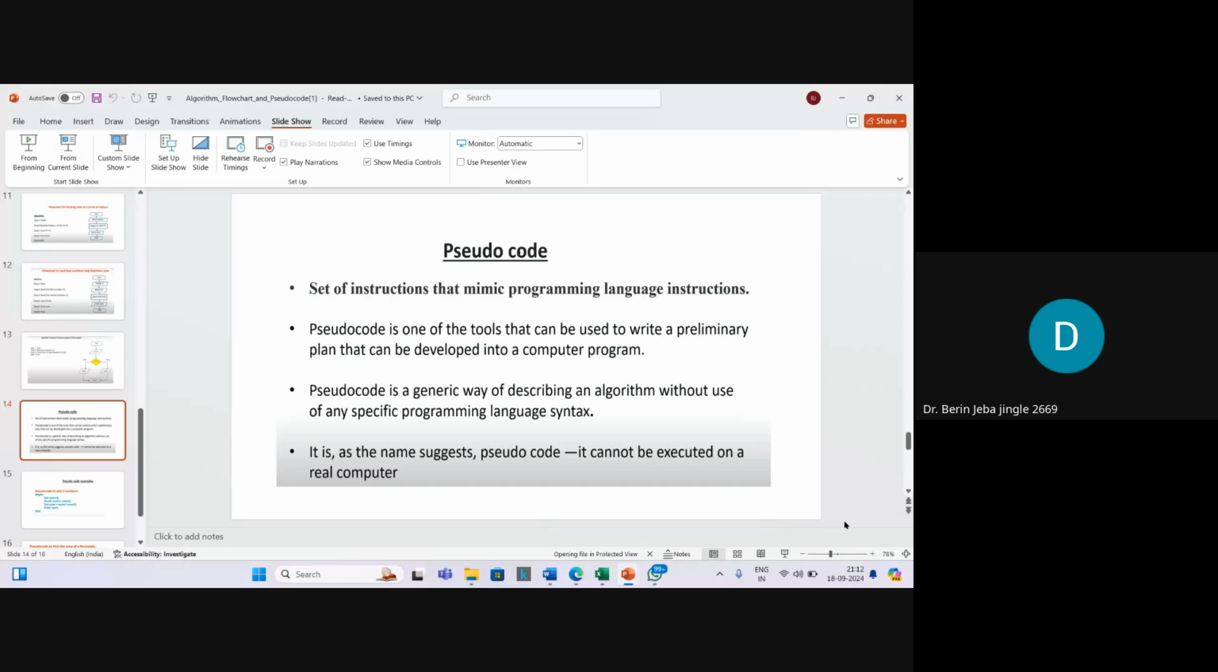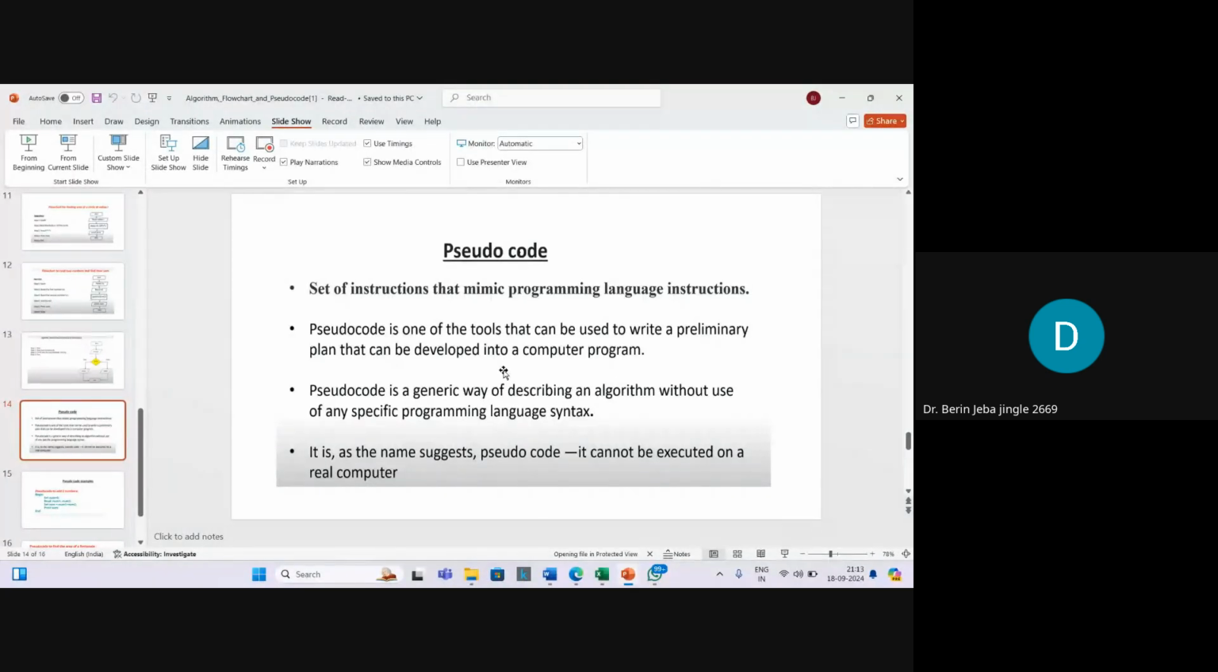Pseudocode is nothing but a mimic of the C programming, high level programming instruction. Some changes only, but just like a programming language. Whatever statement you give in a programming language, that we will be using in the pseudocode. So pseudocode is a set of instructions that mimics programming language instructions. Pseudocode is one of the tools that can be used to write a preliminary plan that can be developed into a computer program.